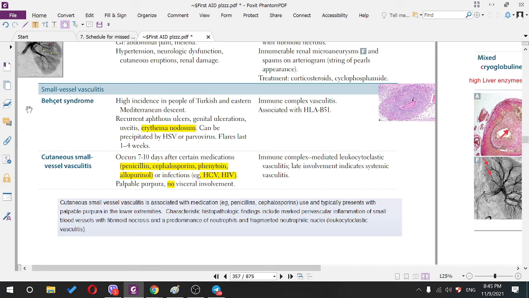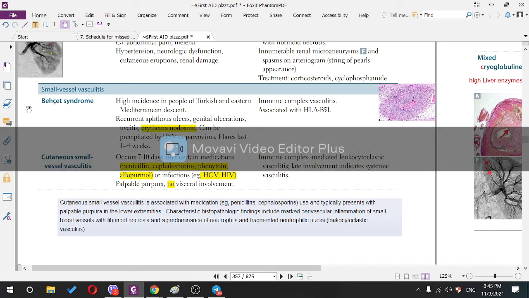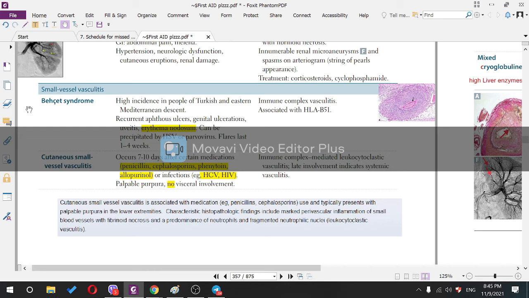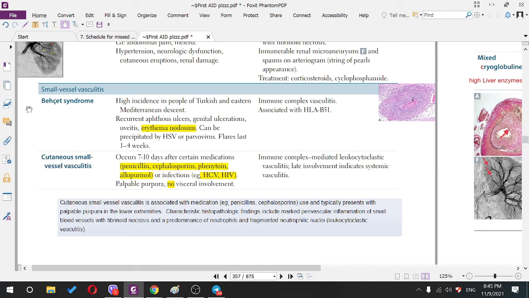So high incidence in Turkish and Eastern Mediterranean descent, recurrent aphthous ulcers, genital ulcerations, and uveitis. So these patients will have the following problem. They have ulceration at different organs. So these organs include aphthous ulcers, like in the mouth, on the genitalia, in the eyes, in the vagina. So in the vagina, that's important actually. They have dysphagia. Why? It's painful for them to eat. They have dyspareunia, dyspareunia means painful sexual intercourse. Why?